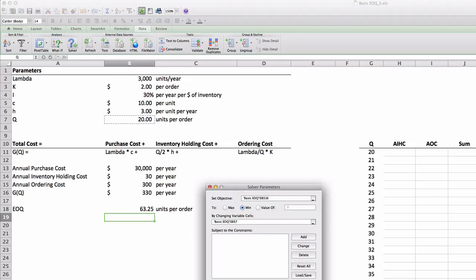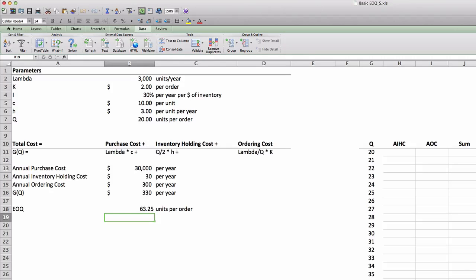Now we just click on Solve, and Excel, not surprisingly of course, finds a value of 63.25 as the economic order quantity, the order quantity that minimizes total cost. In this case, we see our G of Q would be down to $190 per year as opposed to $330 with an order quantity of 20 units.